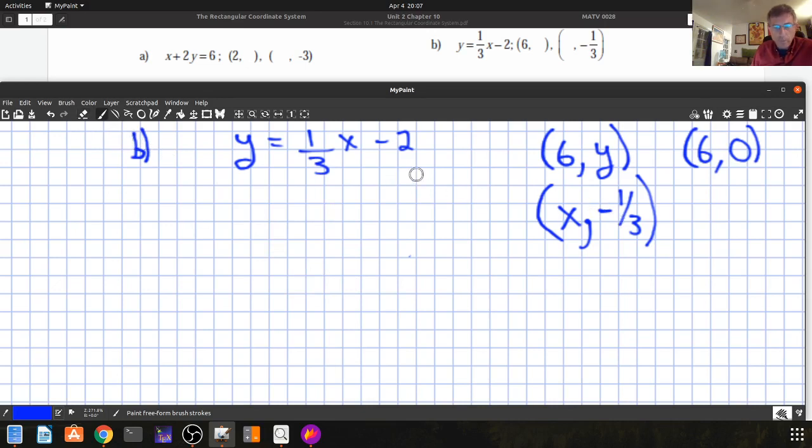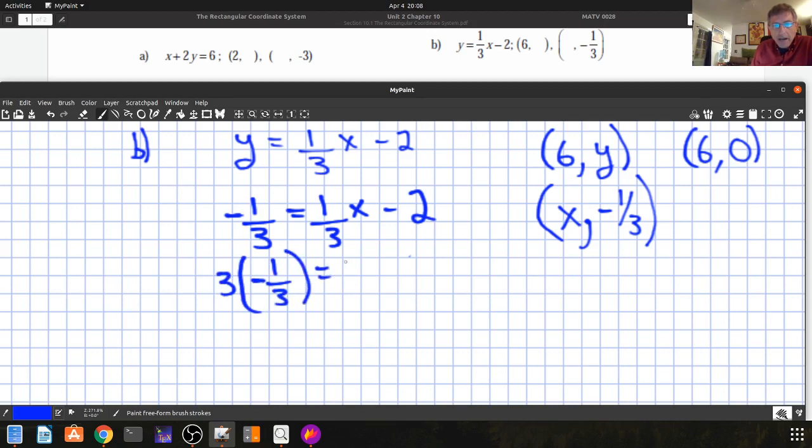So our y value is minus 1/3, which is equal to 1/3 x minus 2. So how do we solve for these problems? We multiply both sides of our equation by the LCD of our denominators, but our denominators are the same, so we're going to multiply each side of this equation by 3.